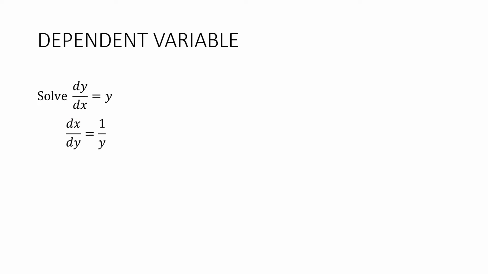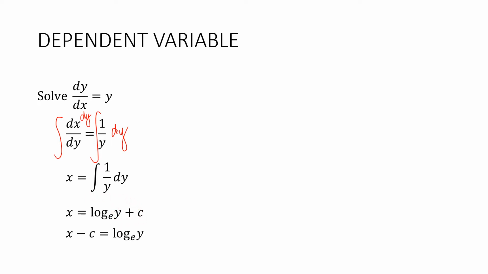Now when I take the integrals of both sides, I do it with respect to y, like this. You see how the variables match now? So I end up with x is equal to the integral of 1/y dy, which is log base e of y plus c. Now I want to make y the subject, so I'm going to take this constant over the other side, and now I'm going to change that into index form. And so y is equal to e to the power of x take away c.